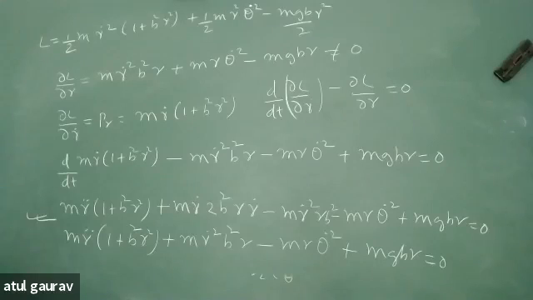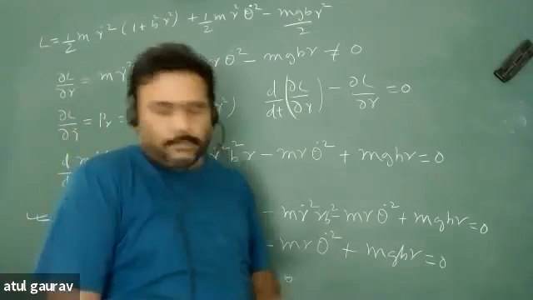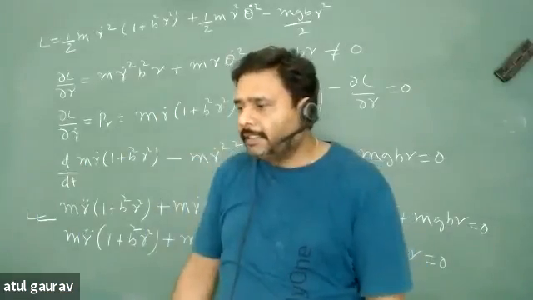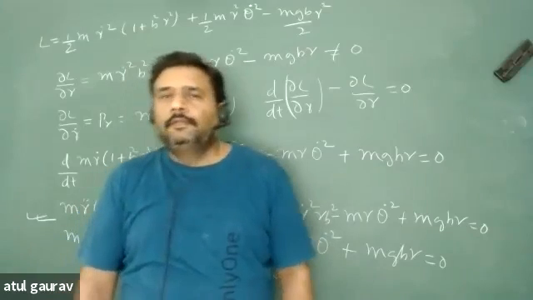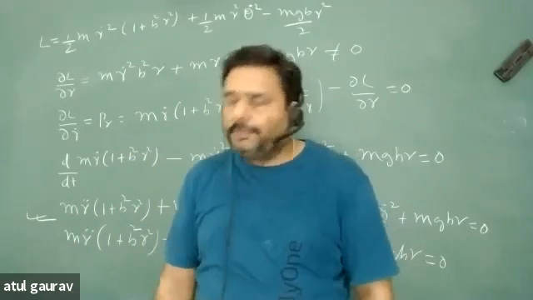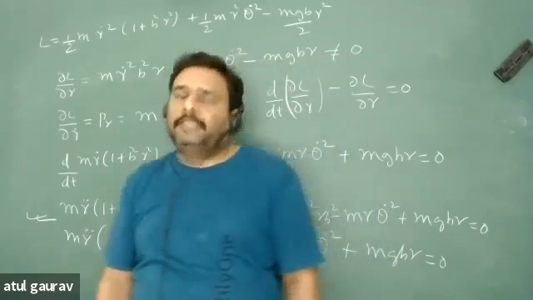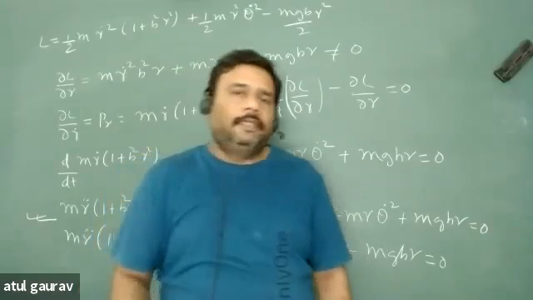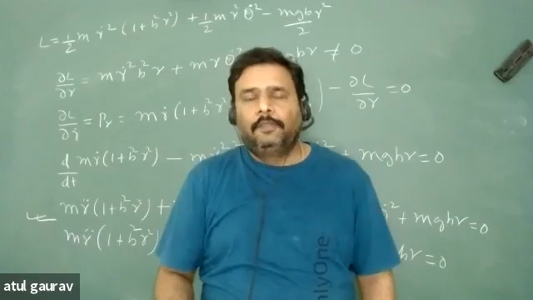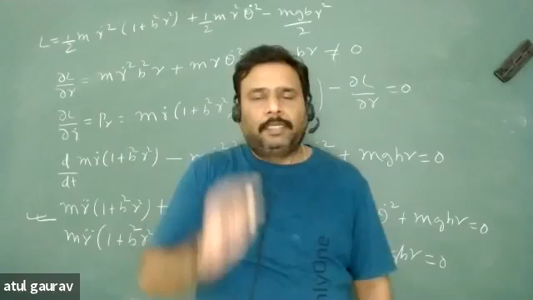Sir, in this, how is the z component of angular momentum conserved? P theta is conserved. P theta is constant. Say yes or no. Yes, sir. So what is P theta? P theta is the momentum corresponding to theta. Theta is an angular variable or a linear variable? It is an angular variable. That means angular momentum is conserved.